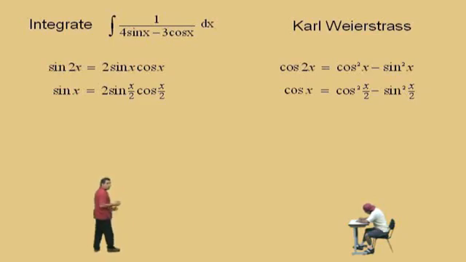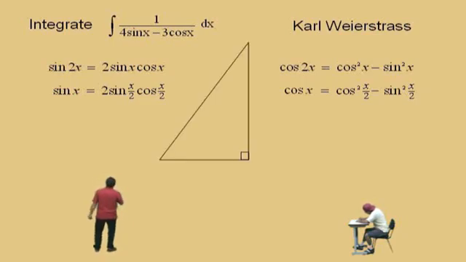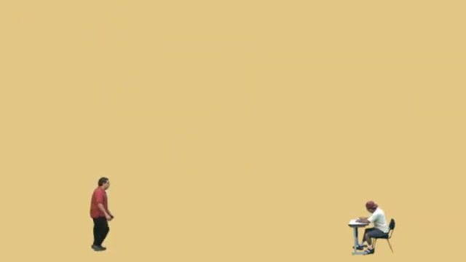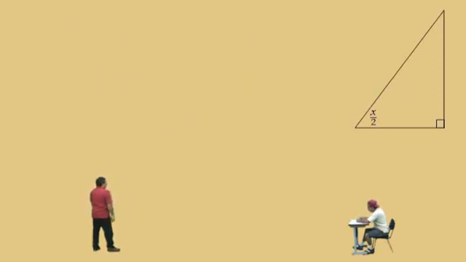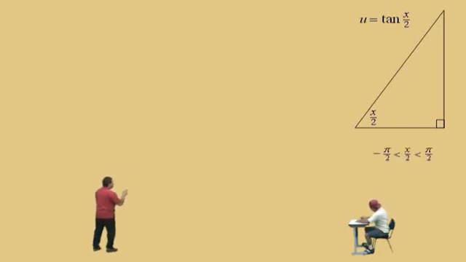Now, what we're going to do is develop a reference triangle based on this reference angle x over 2. Here's our reference triangle, and here's the actual substitution that Carl Weierstrass used. He said, let u equal tangent of x over 2, Charlie. And we're going to restrict x over 2 to quadrants 4 and 1 of the unit circle, negative pi over 2 to pi over 2.